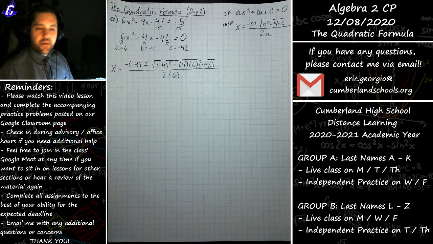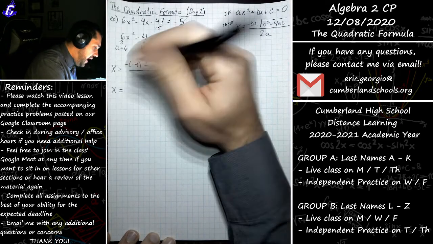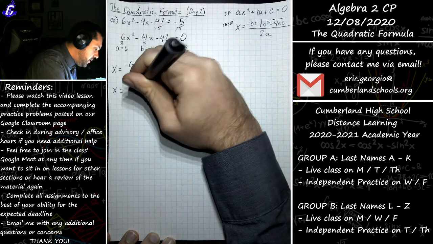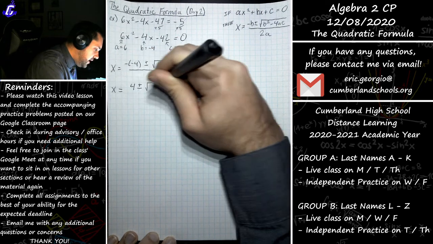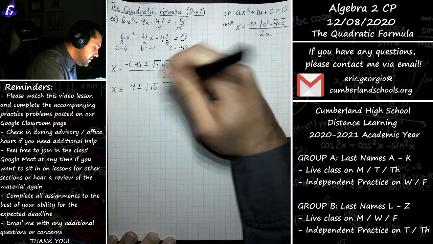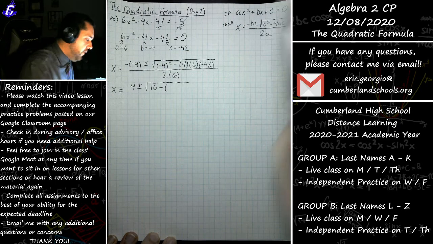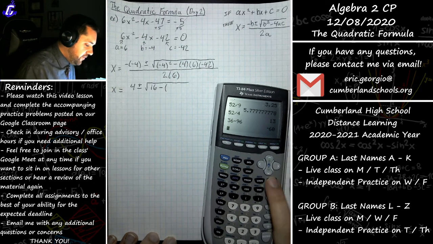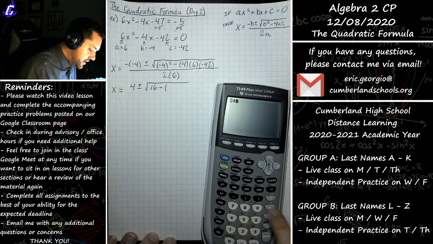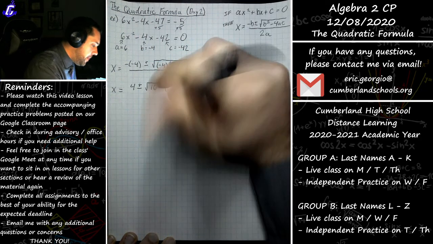All right, let's continue. I would say here x equals, the opposite of negative 4 is positive 4 plus or minus the square root of negative 4 squared, which is positive 16, minus this product again. 4 times 6 is 24. 24 times negative 42, that would be great to be able to do in my head. I can't though. 24 times negative 42, we get negative 1008.